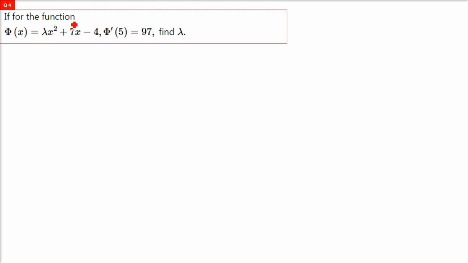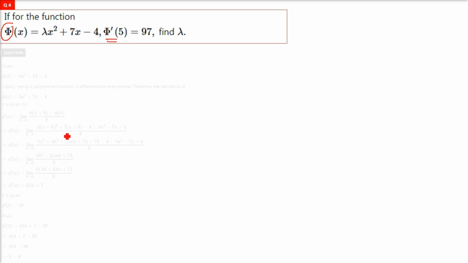If for the function of phi x, you can also call it psi, it is called phi. It has come from Latin or Greek, I don't know, but it is phi. Let me pronounce it as phi x. Okay. So phi x is this function. Phi dash 5 is given as 97. Find lambda. Basically, you have to find out the differentiation.